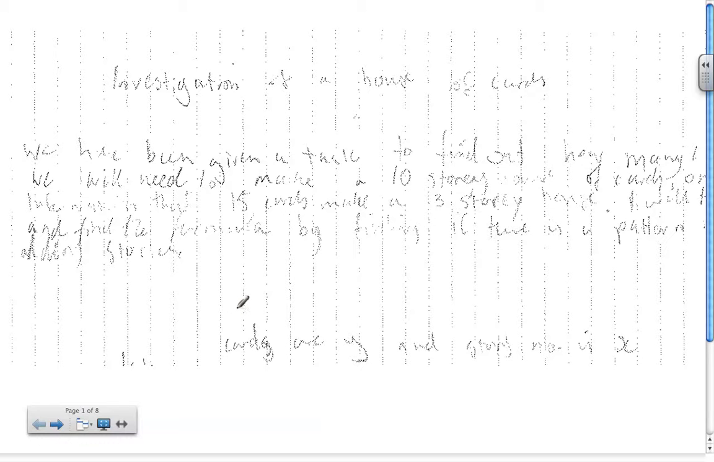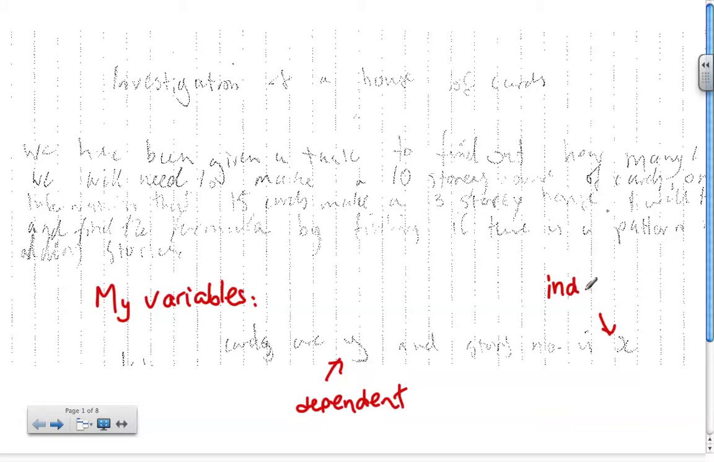It also says cards are y and story number is x. Now this is good. We should always define our variables. However, we would also like to see a quick sentence about which one is the dependent and which one is the independent variable, and why. In this case, the cards is the dependent variable, and x, the story number, is the independent variable. Correct. Because we can choose the story number we want.